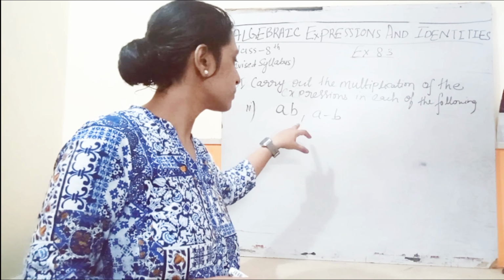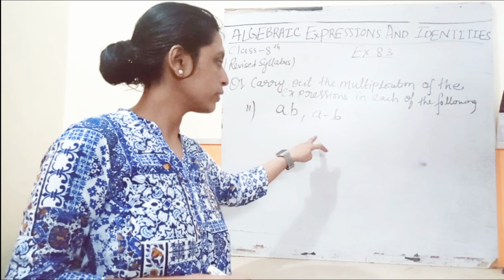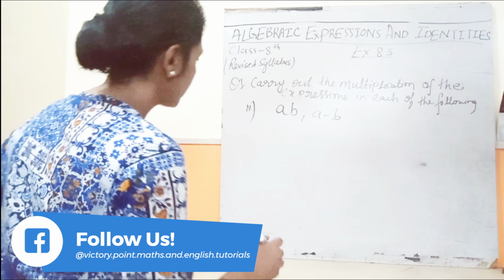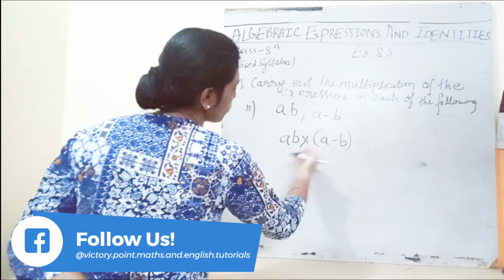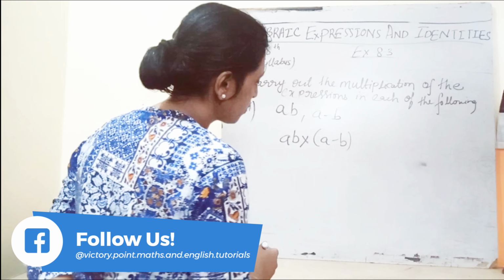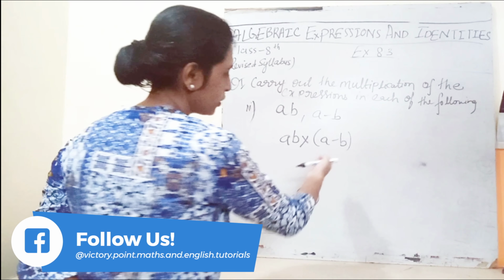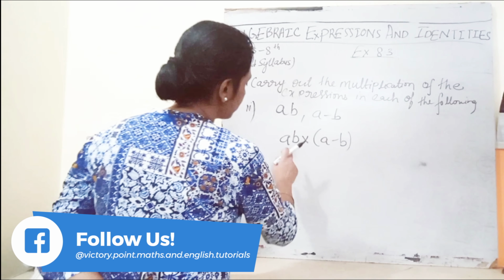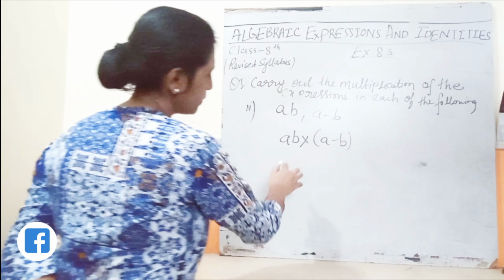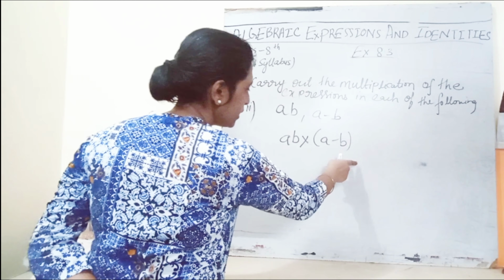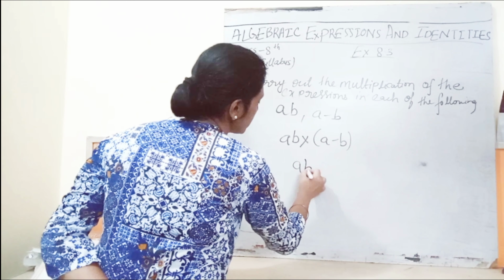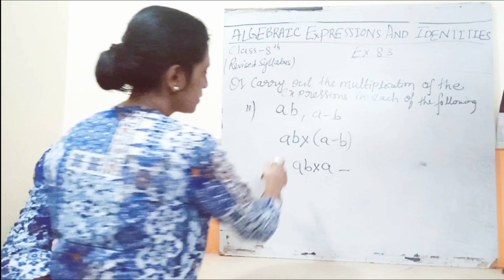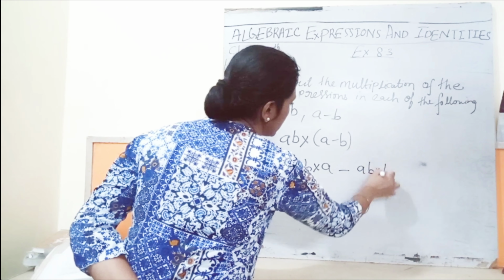Children, in the second question we have to multiply ab, a monomial, with a binomial a minus b. So ab multiplied by a minus b. Here you can use the distributive property of multiplication over subtraction. Now ab into a minus b means first ab will be multiplied with a and then with minus b. So ab into a minus ab into b.